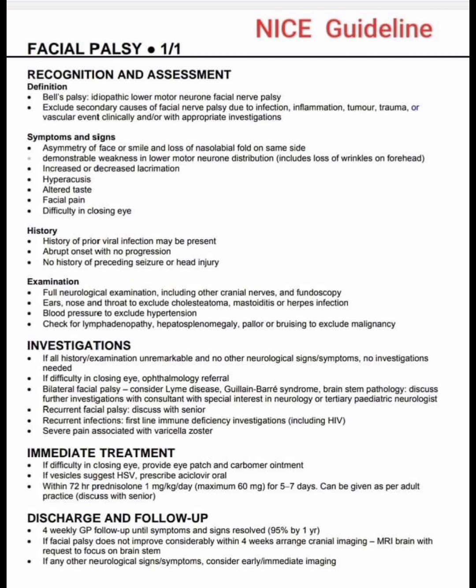First, there is asymmetry of the face or smile and loss of nasolabial fold on the same side. Demonstrate weakness in the lower motor neuron distribution, which includes the loss of wrinkles on the forehead. Remember one thing: loss of wrinkles of the forehead occurs in a lower motor neuron lesion. In an upper motor neuron lesion, the upper part is spared, we find that the upper part is working.